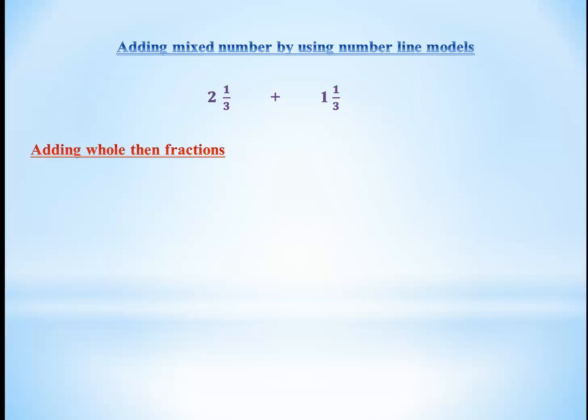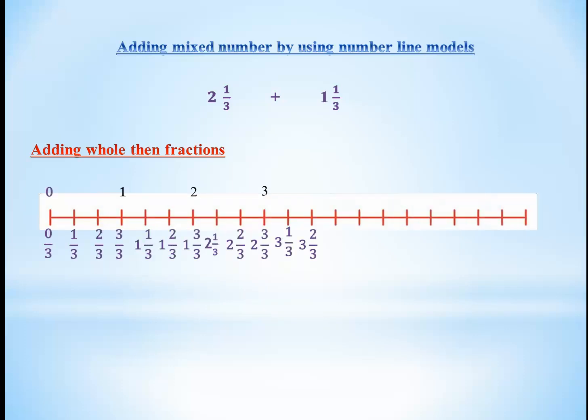We have 2 methods. One of them is adding the whole, then adding the fraction. Okay, let's draw the number line first. Here we have the number line, and we will start from 0. It will be 0 over 3, 1 over 3, 2 over 3, 3 over 3, because we have 3 as the denominator.